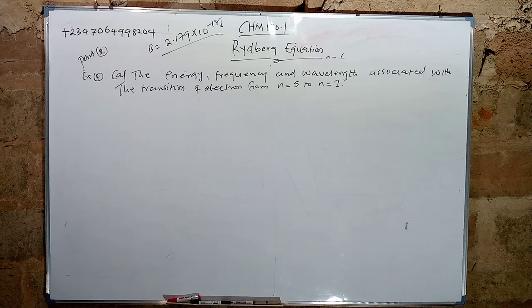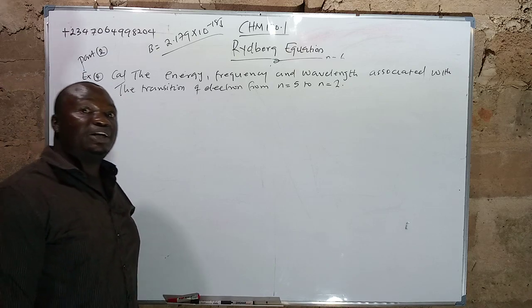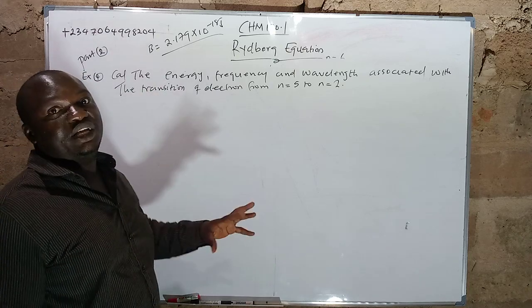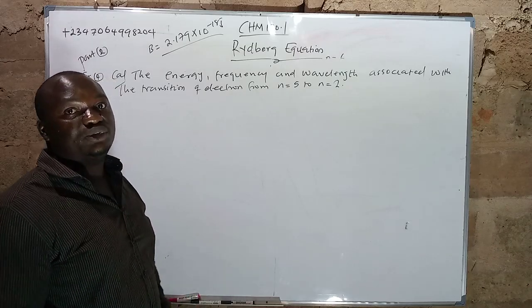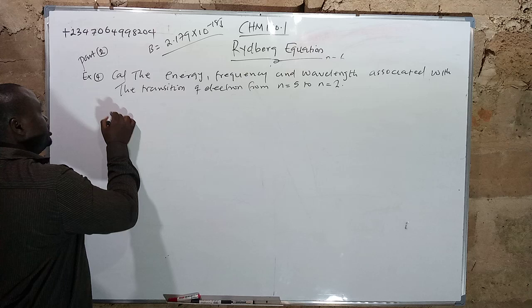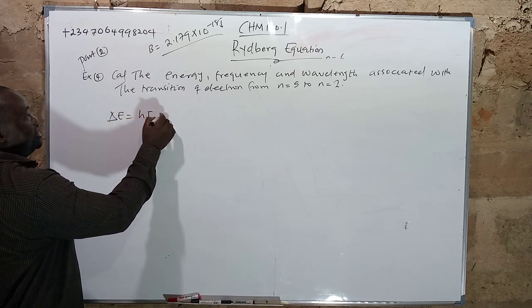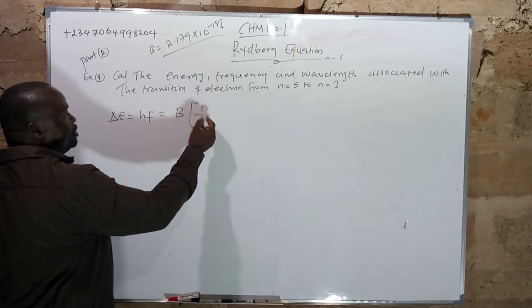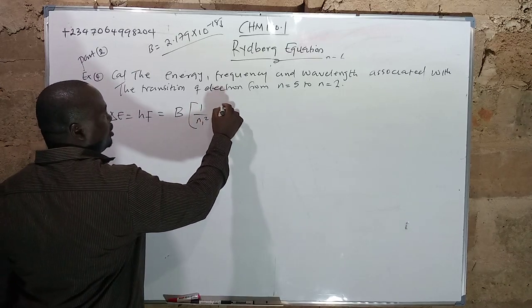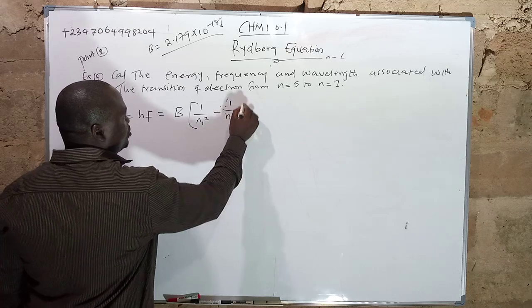Now, whenever you hear energy associated with transition, it's an entirely different formula we're going to use. We're talking about transition here, how electrons move from higher energy to lower level, or how they move from lower level to higher energy. And the formula is that the change in energy, which is equal to hf, is equal to B times 1 over n1 square, and 1 over n2 square.